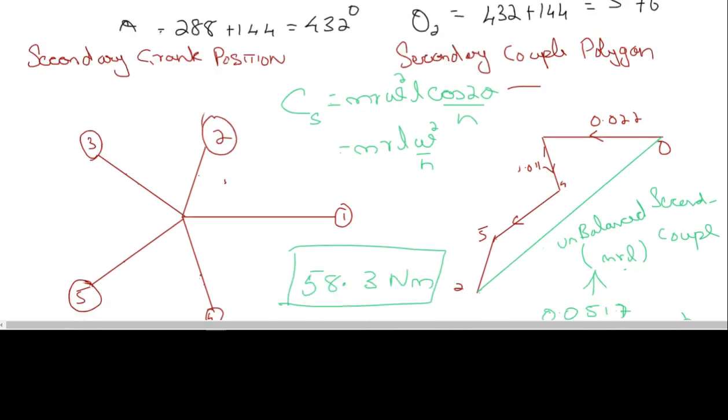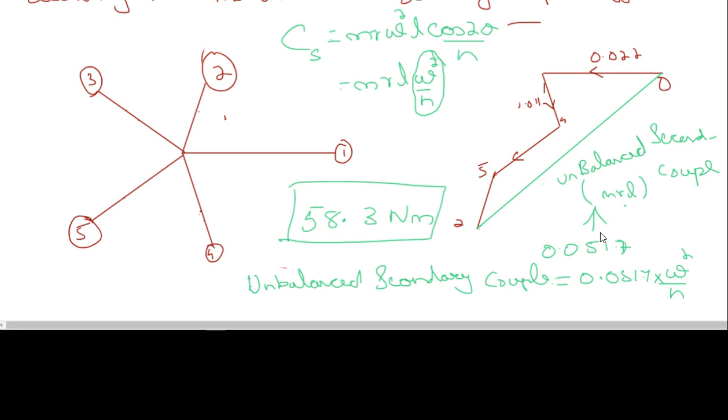It was perfectly balanced, but the secondary couple polygon is not balanced. So we found the length and multiplied it with omega square. You should not forget to multiply with omega square by n for the secondary couple and omega square for the primary couple. Otherwise, your answer will be unfinished. So this completes this problem.